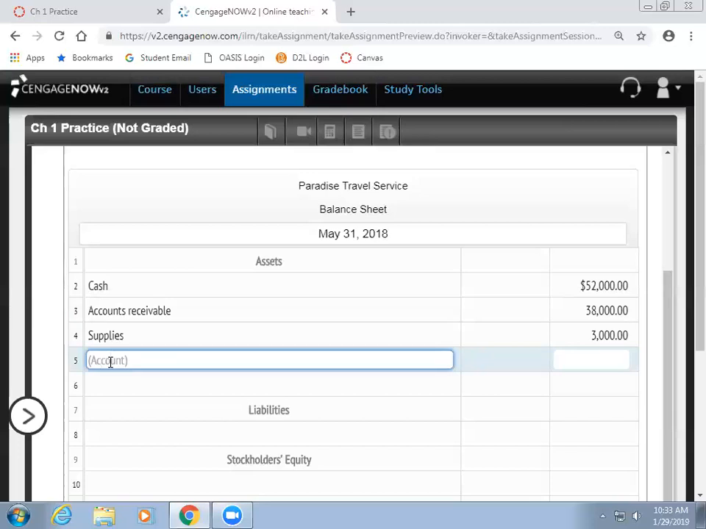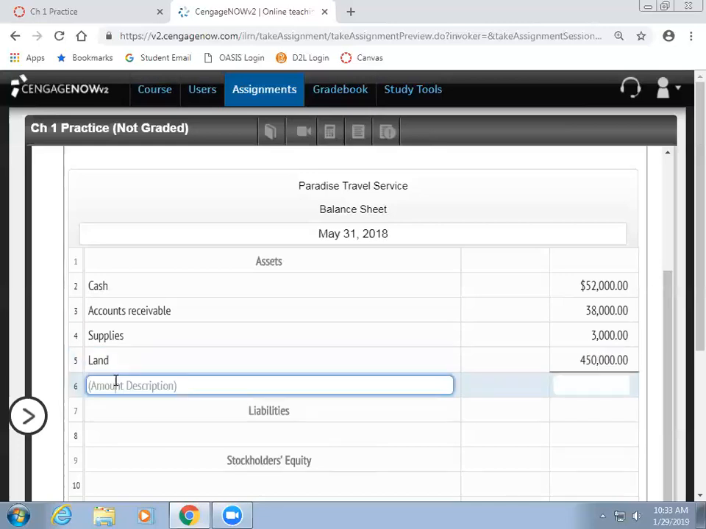And then our last asset we're going to list is land. Okay, land, which is 450,000. So land gets listed last. And that's because we consider that what we call a long-term asset, so land, equipment, anything we're going to keep for more than 1 year in our business cycle. And so those get listed last.